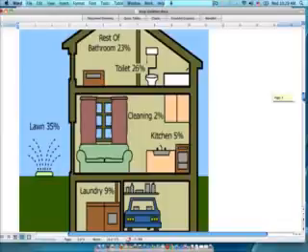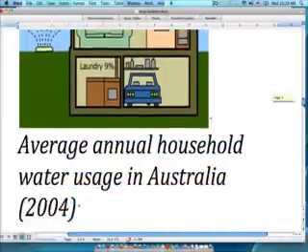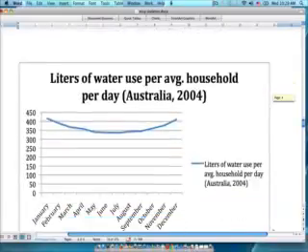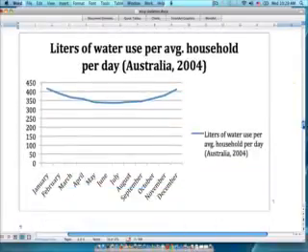So there's the diagram. Now let's continue on to the graph. And again, I hope this comes across clearly in the video, but I will post it to the blog. The graph reads: liters of water use per average household per day in Australia in the year 2004.